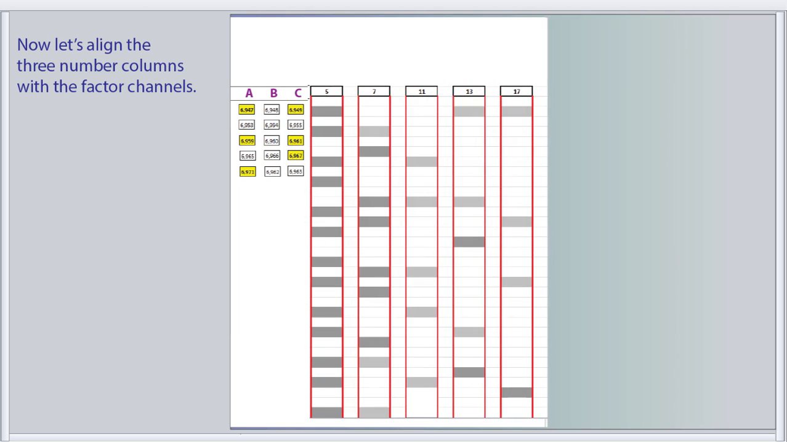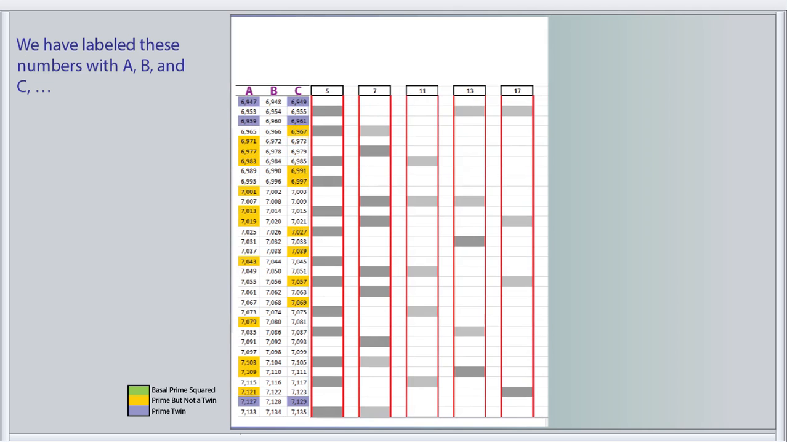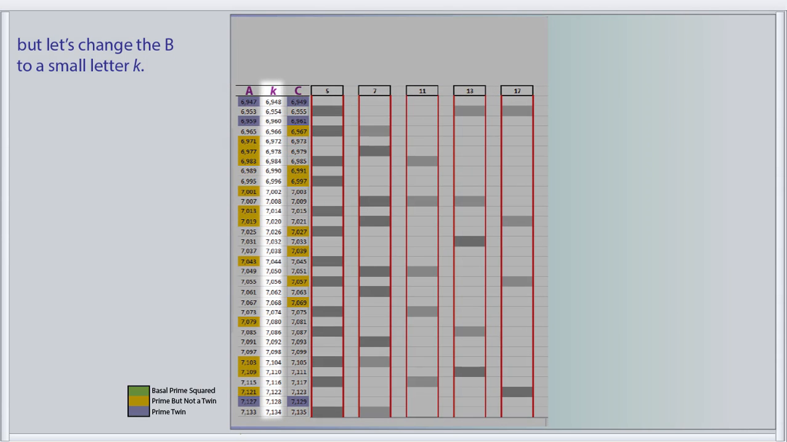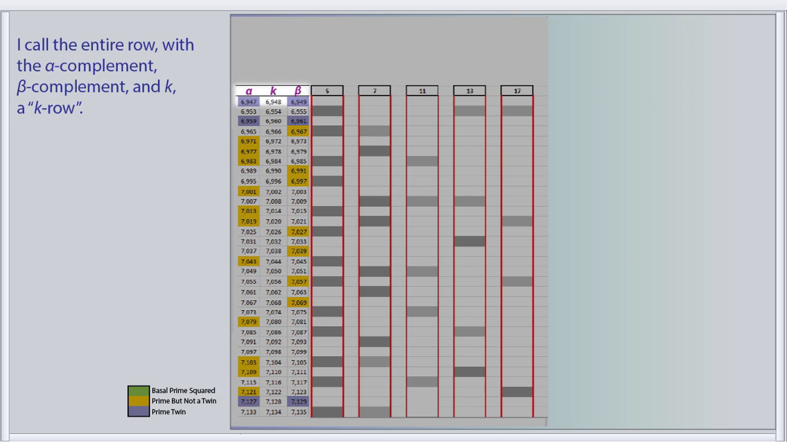Now let's align the 3 number columns with the factor channels. We have labeled these numbers with A, B, and C, but let's change the B to a small letter K. These are multiples of 6. I call the numbers that precede the multiples of 6 alpha complements and label them with an alpha symbol. Similarly, I call the numbers that follow multiples of 6 beta complements and label them with the beta symbol. I call the entire row with the alpha complement, beta complement, and K a K row.